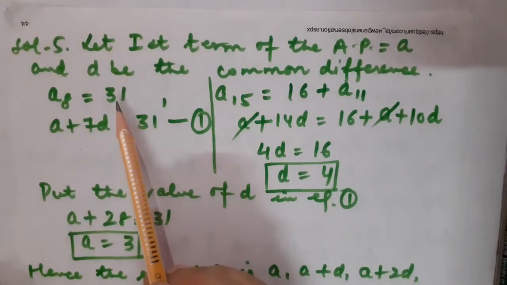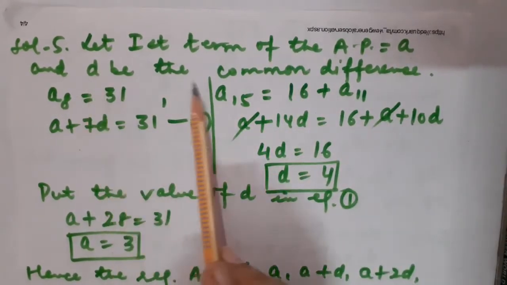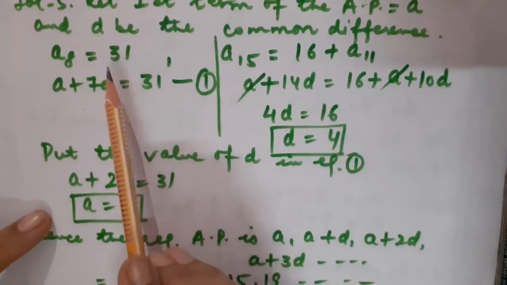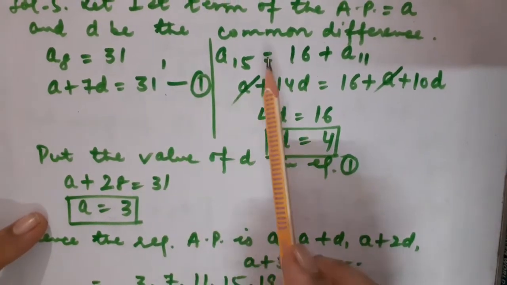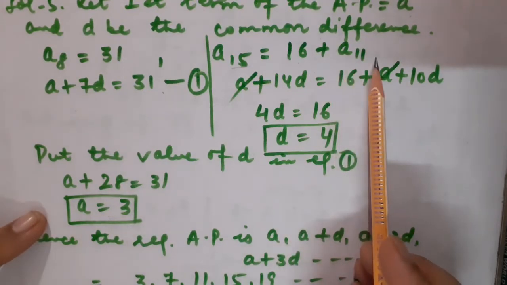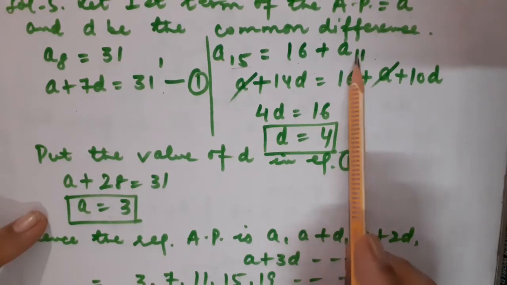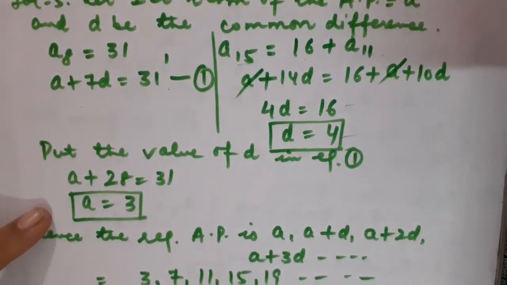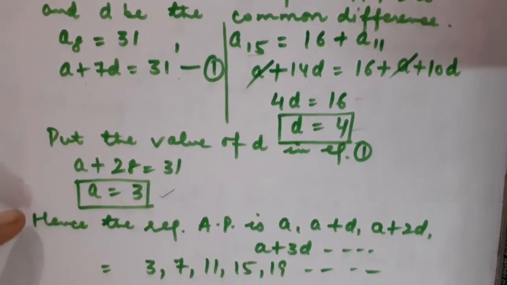This is solution number 5. Let the first term of AP will be A and D be the common difference. A8 is given, that is 31. So can it be written A plus 7D is equal to 31? Of course. And 15th term is 16 more than the 11th term. So it would become A plus 14D is equal to 16 plus A plus 10D. So from here children, I have calculated D. Substitute the value of D in equation number 1 and get the value of A.